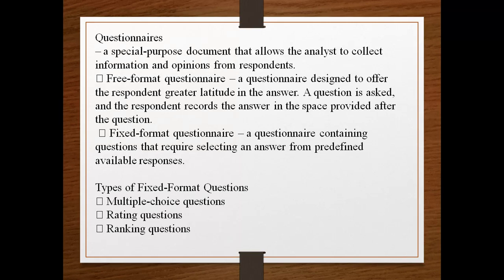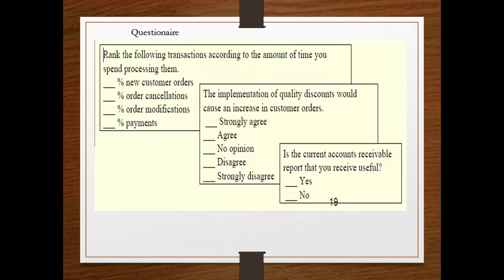Fixed format. Here the questionnaire is going to have a fixed format and predefined available responses, like: do you like my lecture, yes or no. Then you click on moderate, yes, or no if you did not like it. So that is how you fix the format of a questionnaire. Types of fixed format: multiple choice questions, rating questions, ranking questions. These are fixed format questions. This is how the questionnaires can look.